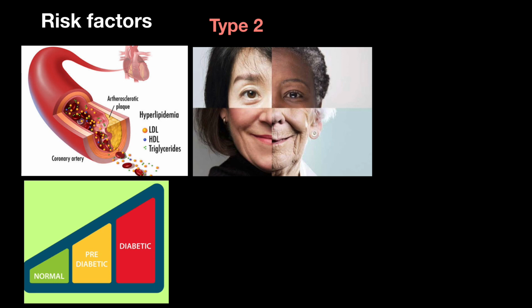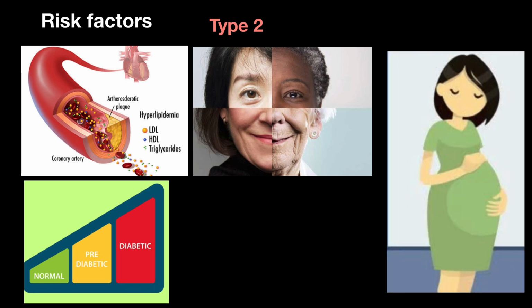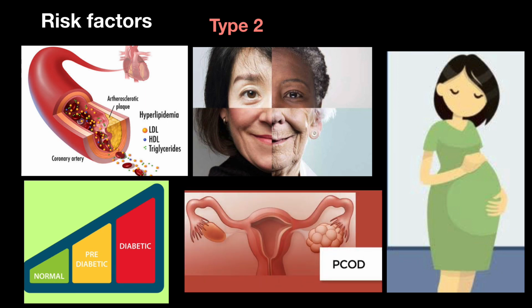Next is gestational diabetes. When you are pregnant, if you have diabetes, that is called gestational diabetes, then you are at great risk for developing type 2 DM also. Next one is PCOD, polycystic ovarian syndrome. It is a syndrome characterized by irregular menstrual periods, excessive hair growth and obesity, which increases the risk of diabetes.